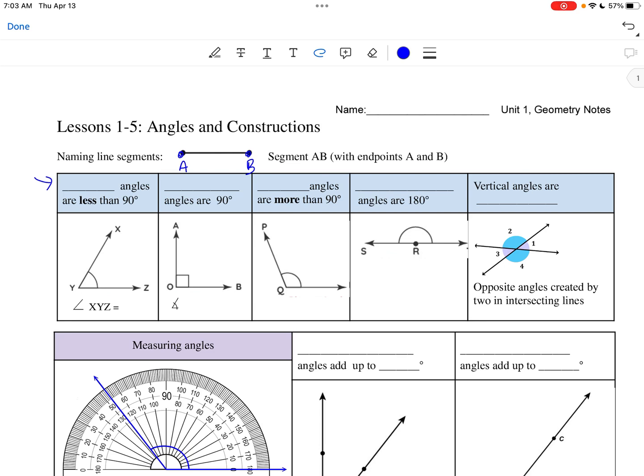So angles that are less than 90 degrees. Well, first let's start with angles that are 90 degrees. So this is a 90-degree angle, so it's a corner. And if we measured it, it's 90 degrees. And we call those right angles.